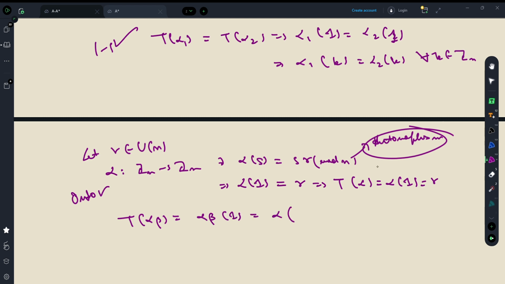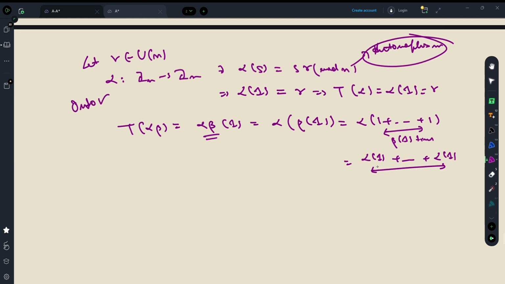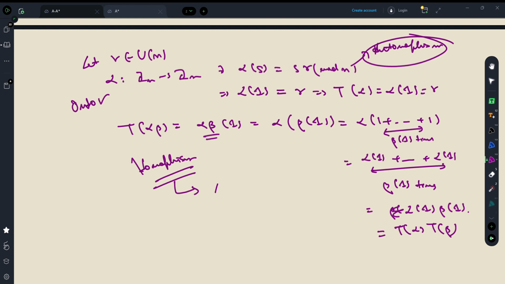Right? What can I say about T being a homomorphism? What is T of alpha beta? T of alpha beta is alpha beta of 1, but that is exactly by composition. We are talking about automorphisms, so we know that they multiply by composition. So it's alpha of beta of 1. But then we can write it as alpha of 1 plus alpha of 1 and so on, and this happens beta of 1 times, right? But then we can distribute it out. So it's alpha of 1 added beta of 1 times, right? But then that's nothing but alpha of 1 times beta of 1, right? So this is nothing but T of alpha and this is nothing but T of beta. Therefore, T is a homomorphism as well. So we have a bijective homomorphism, which means the automorphisms on Zn is isomorphic to Un.